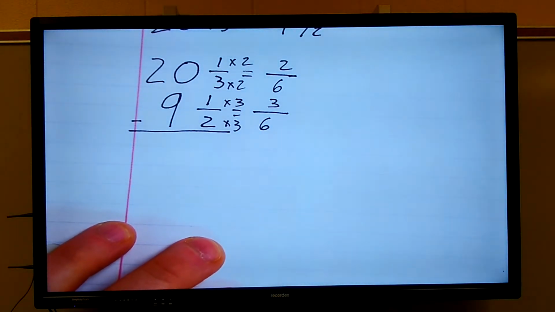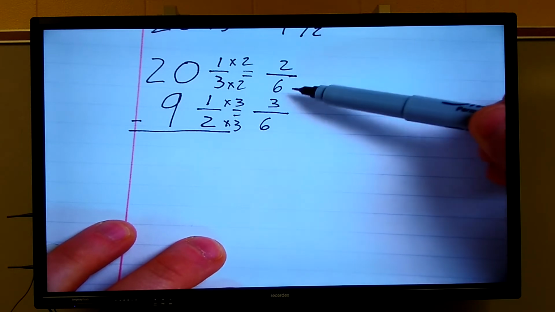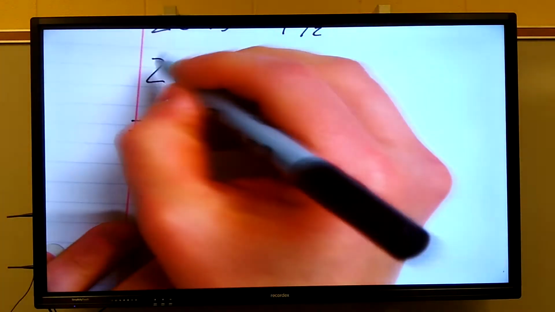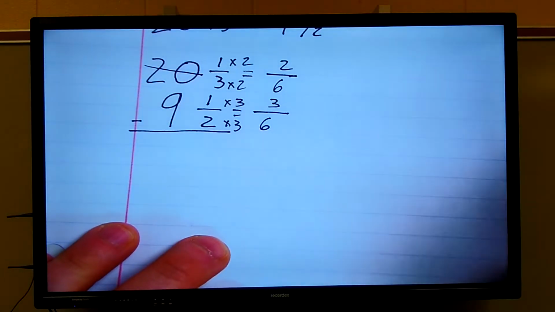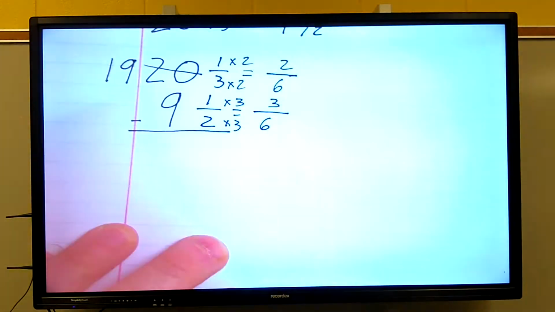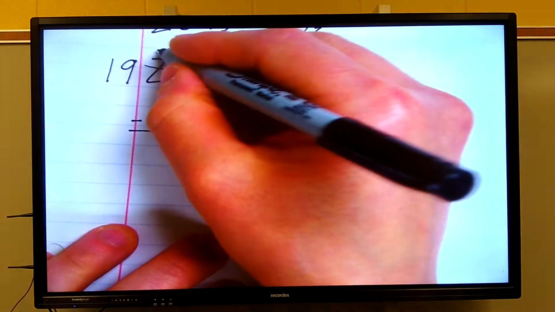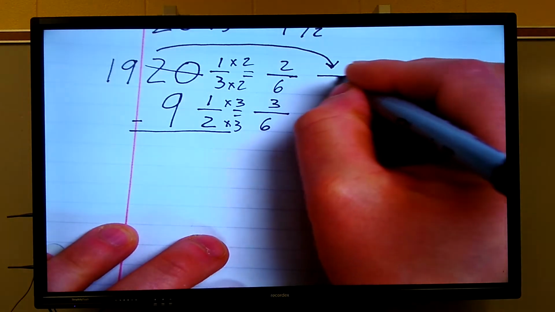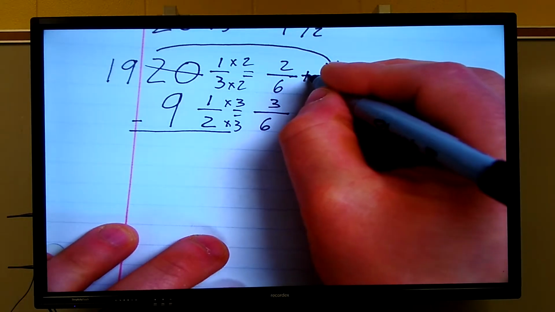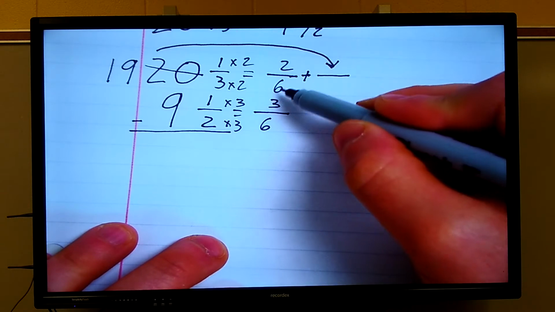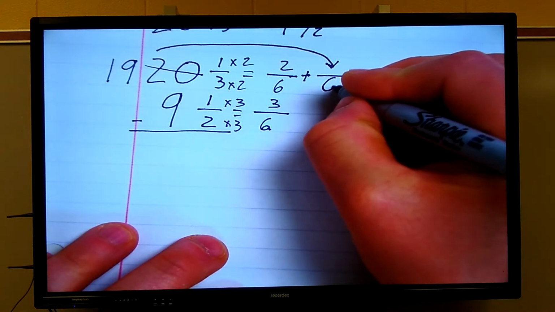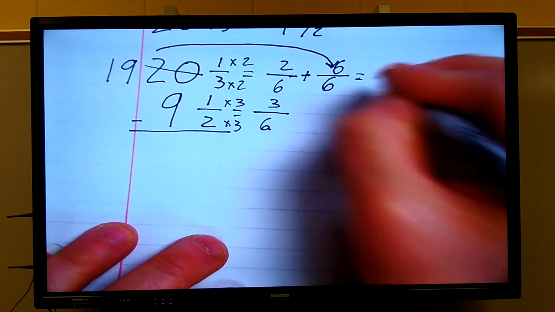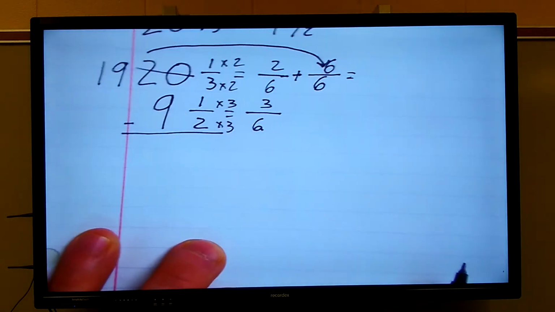Now notice, this numerator is smaller than that numerator. Therefore, you have to borrow. You come over here to the 20 and take 1 away. 20 minus 1 is 19. Now the 1 that you took away, you're going to bring over here and make it a fraction and add it to the top fraction. You're going to use this denominator, 6, and make it the numerator too. So it's 6 over 6. We're adding those two together.